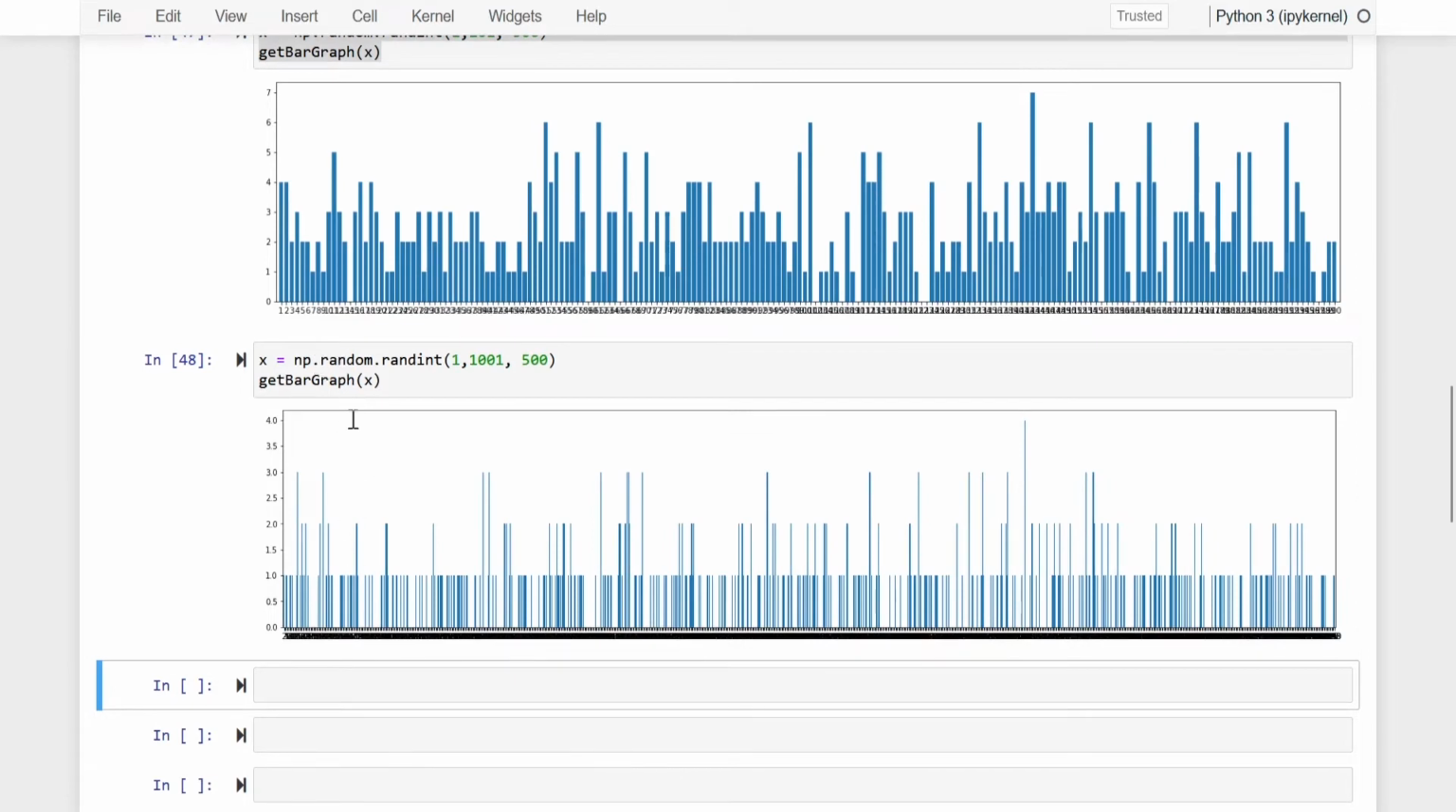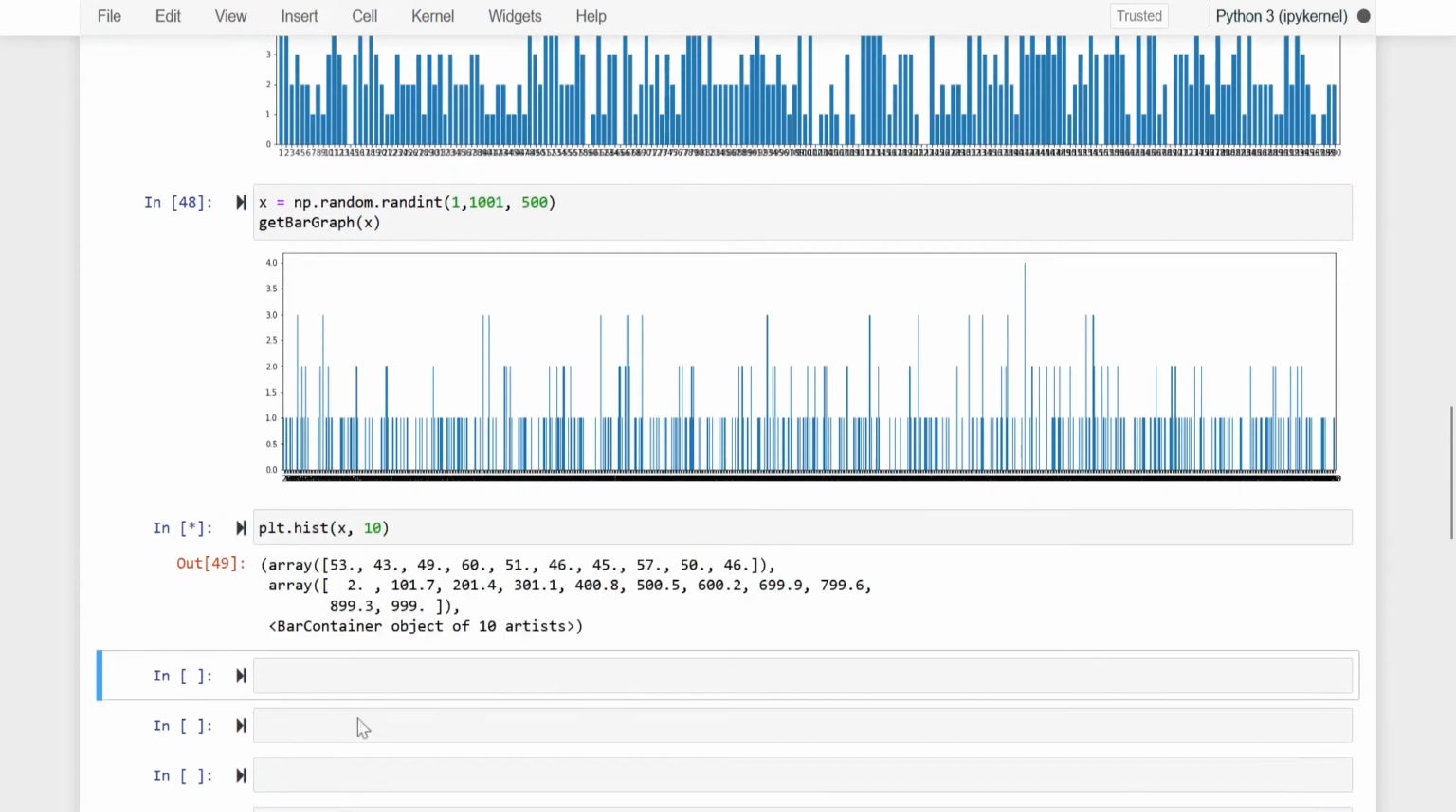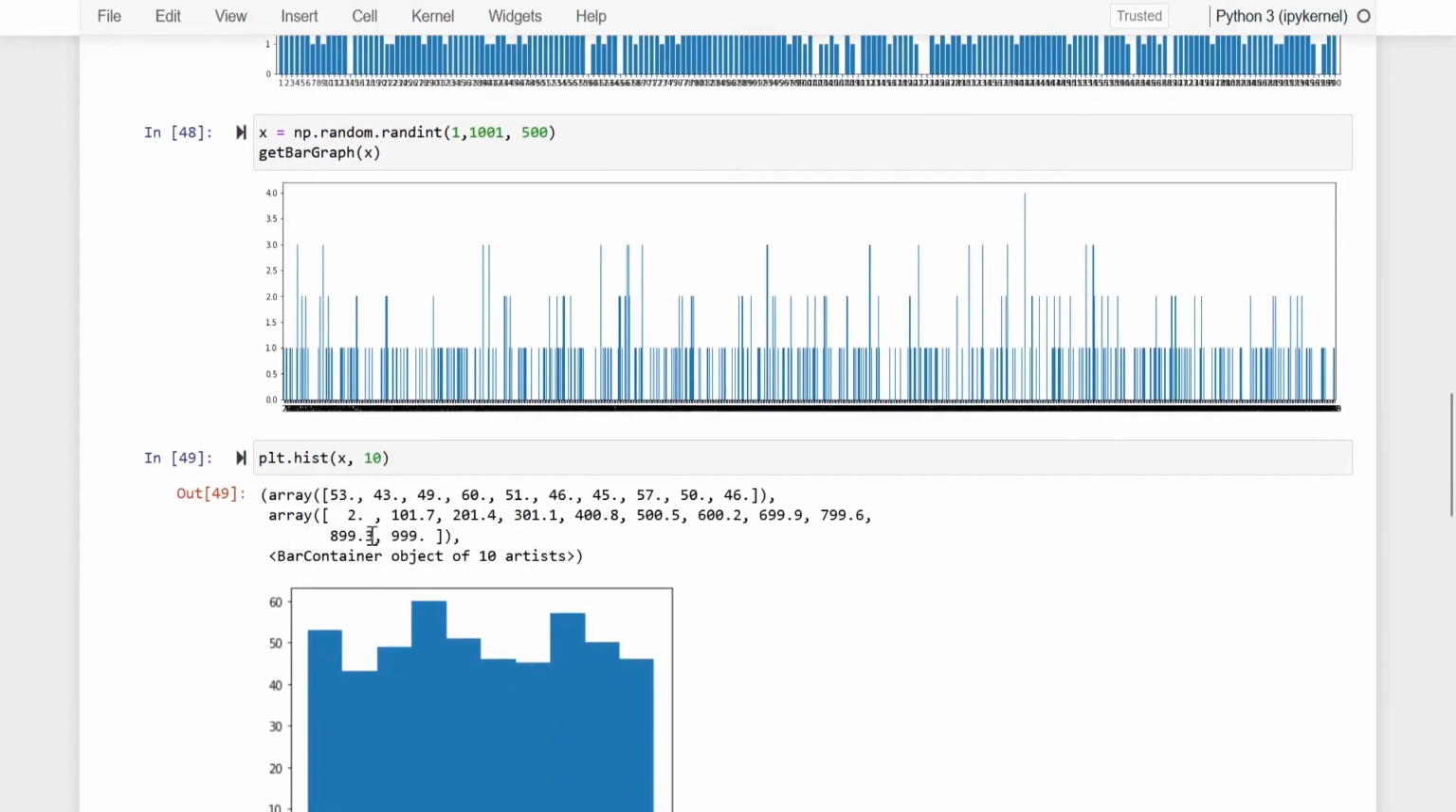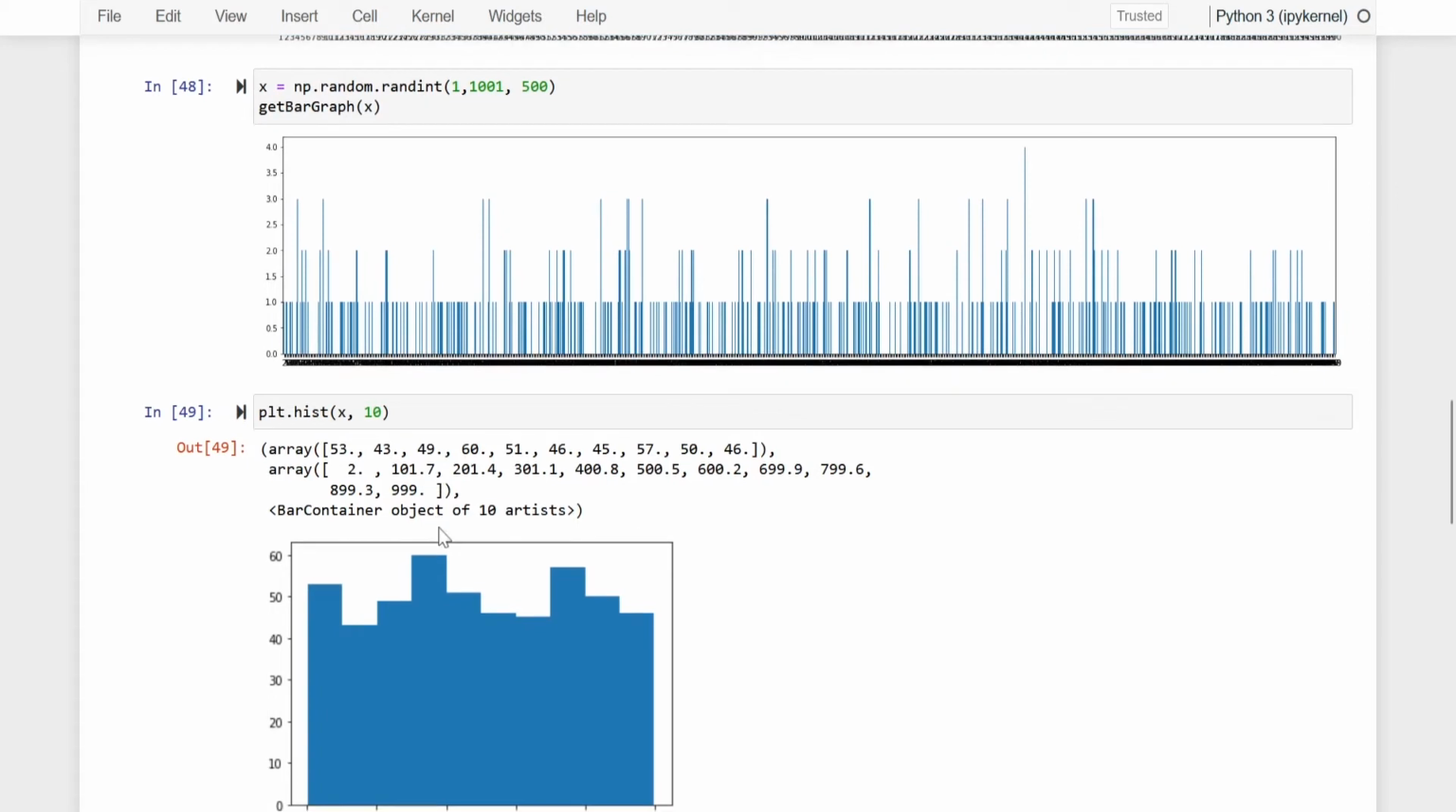Let us create such a graph for this. Such a graph is called a histogram. And we'll write X and we say 10. What does this 10 mean? We are creating 10 ranges. So for every range, we will count. Just see here, 10 ranges have been created. How can we tell that there are 10 ranges?